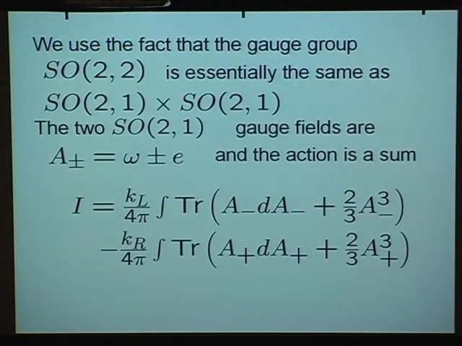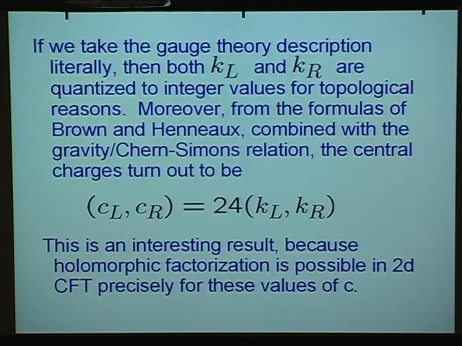So, we use the fact that the gauge group is essentially SO(2,1) times SO(2,1). And the two SO(2,1) gauge fields are the spin connection plus or minus the vielbein. Once again, this only makes sense in three dimensions, because only in three dimensions the vielbein and the spin connection have the same quantum numbers, so you can add and subtract them. So then the gravitational action with that Chern-Simons term added takes this form. It's a sum of two Chern-Simons invariants for A plus and A minus, and they're both quantized. If you take the gauge theory description literally, then K_L and K_R are both quantized to integer values for topological reasons.